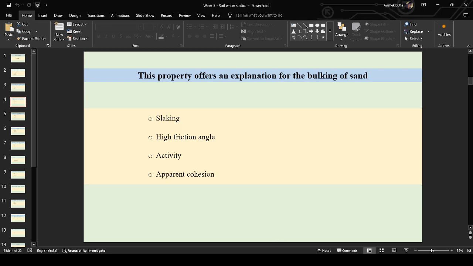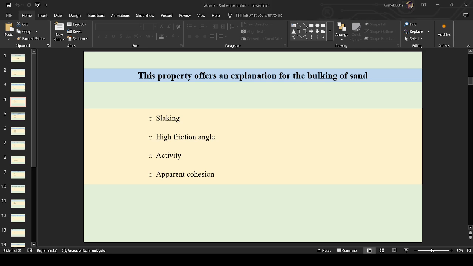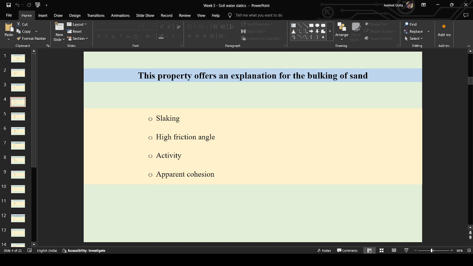This property offers an explanation for the bulking of sand. Your options are slaking, high friction angle, activity, or apparent cohesion.